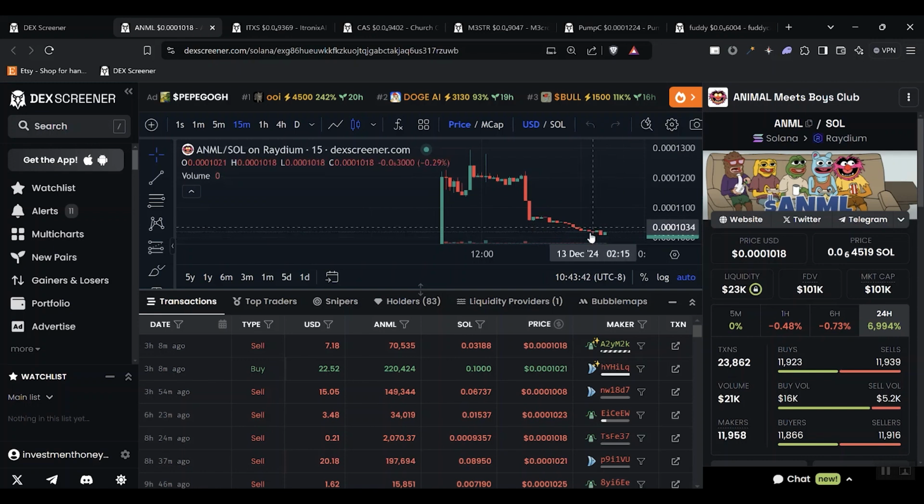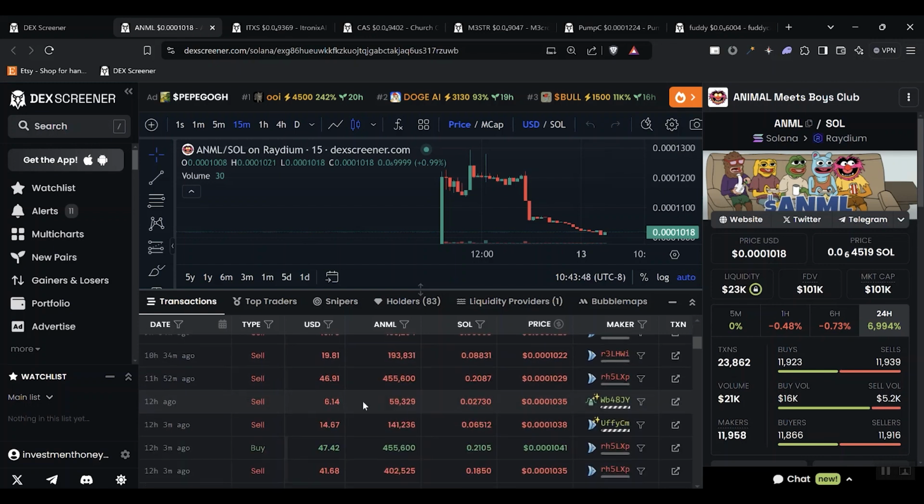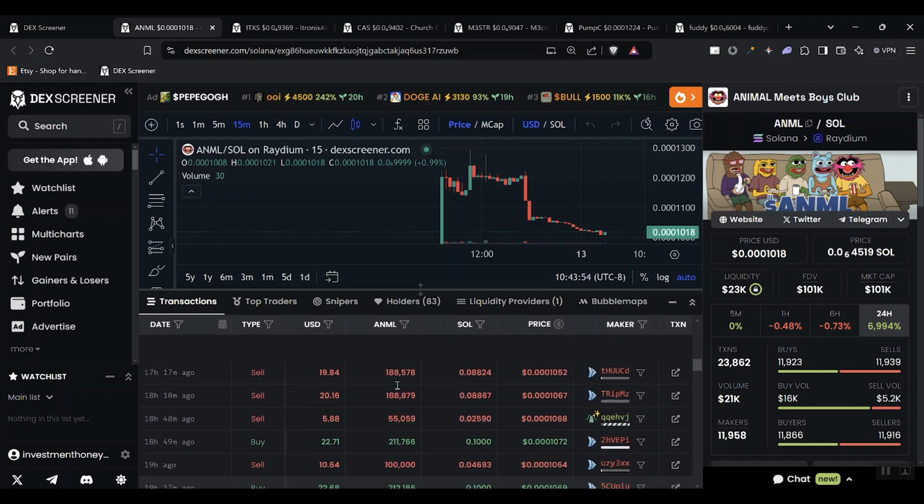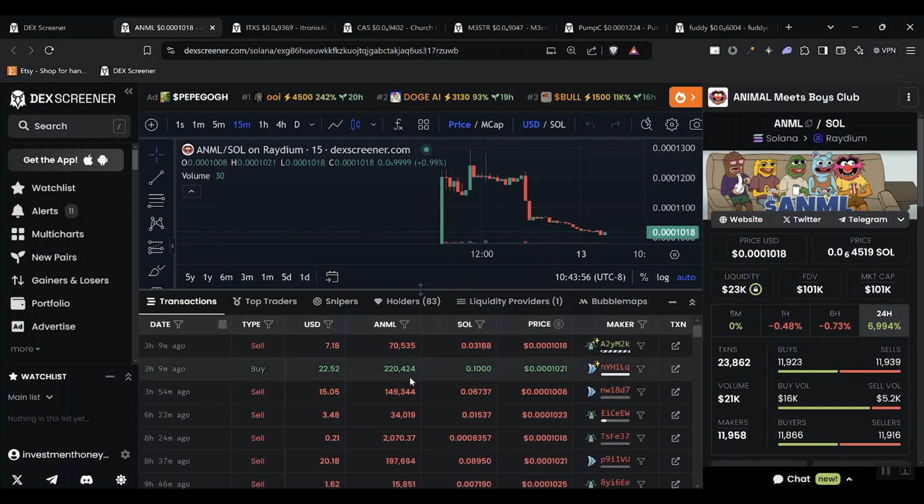Buying at this level is very, very risky, especially in a sea of red, in a sea of sells, so just keep that in mind. I mean, there's so much sell pressure when you look at this chart that I just don't see where buy pressure is going to return to this chart.